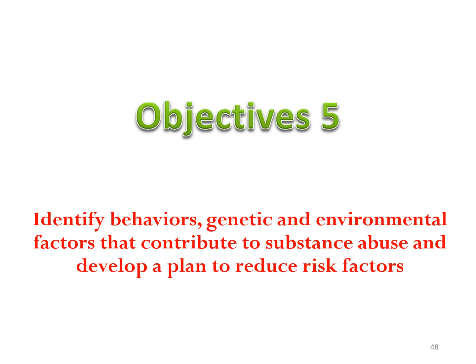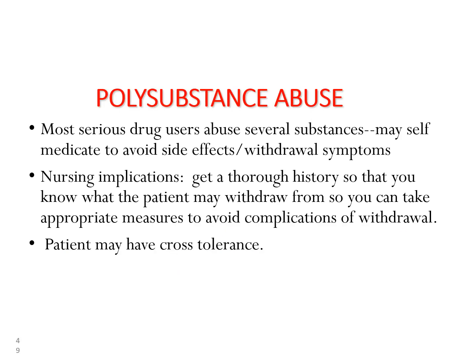Objective 5, identify behaviors, genetic and environmental factors that contribute to substance abuse and develop a plan to reduce risk factors. So polysubstance abuse, a lot of our serious drug users use several substances. They might just use what is available. Sometimes they don't have the money to use their preferred substance, and so they just use whatever's around.